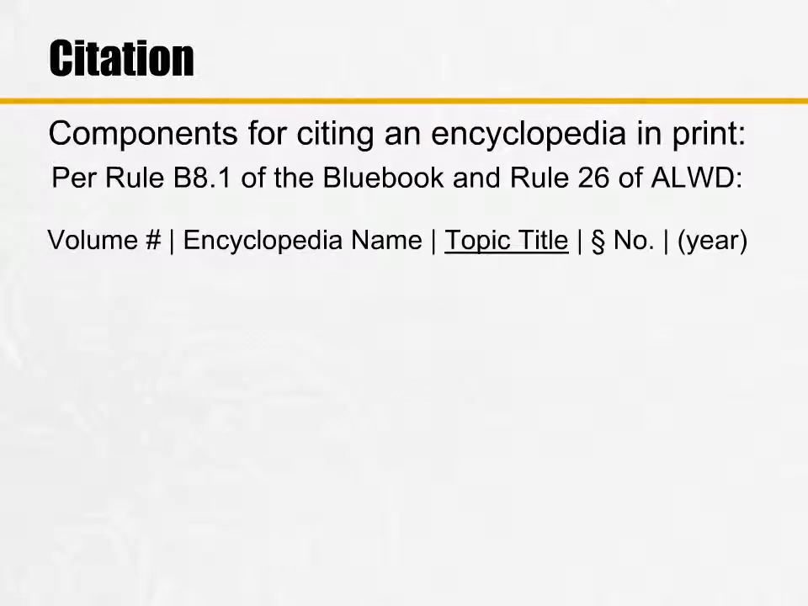This slide shows you the elements needed to cite an encyclopedia entry according to the Blue Book. You can see you need the volume number of the encyclopedia, the name of the encyclopedia, CJS or AMJUR most likely, the topic title that you have used, and that topic title should be underlined, a section symbol and the section number you're referring to, and the copyright year.